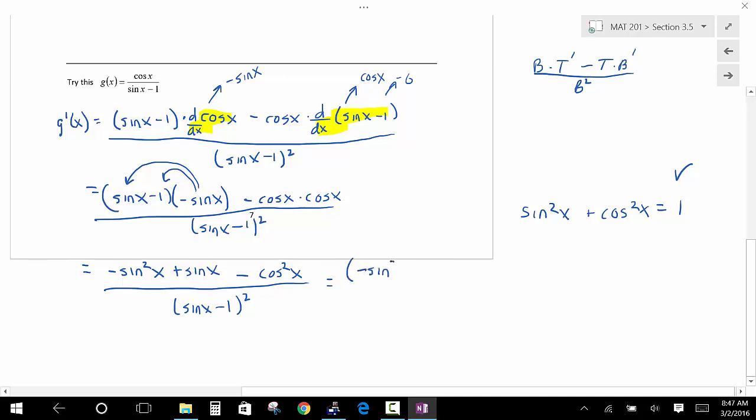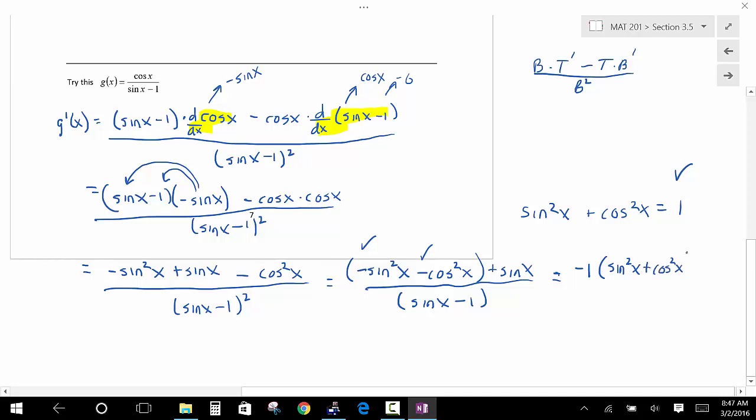So basically, if you group this together like this, I'm going to put together negative sine squared x minus cosine squared x plus sine x. Before we use this identity, you've got to factor a negative out of there. So you're going to have negative 1 times sine squared x plus cosine squared x, then plus sine x.